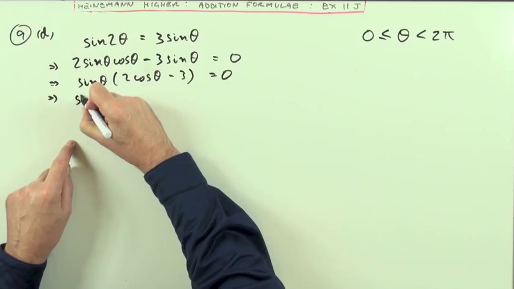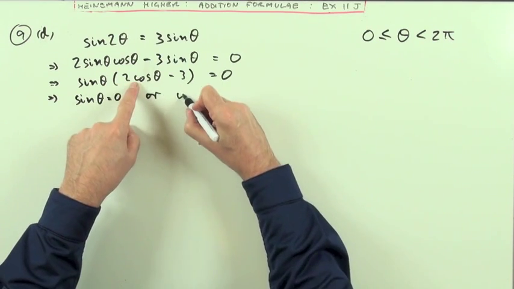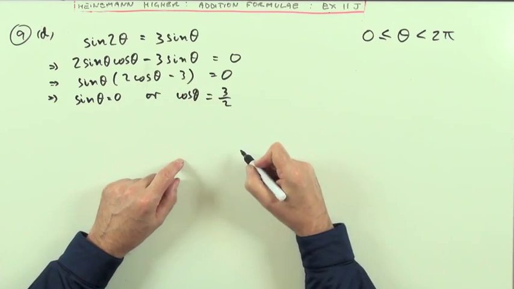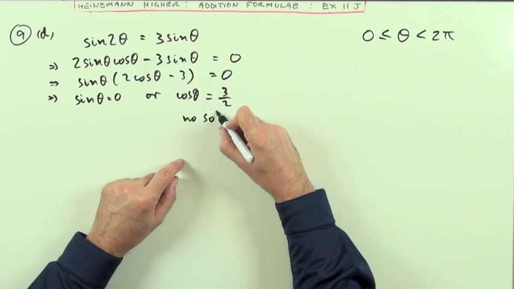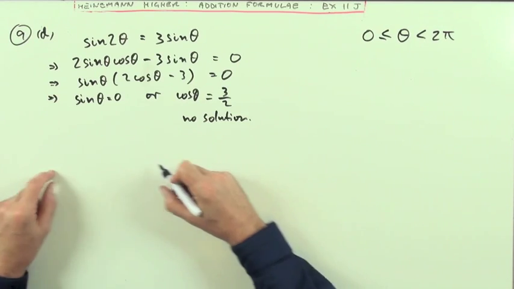It's nice and simple. This just says either sine theta is 0, or cos theta equals the opposite of this, which is 3 upon 2, which is bigger than 1, so it's got no solution. Cos can't get bigger than 1, so no solution, and that's 1.5. So the answer is sine theta equals 0.